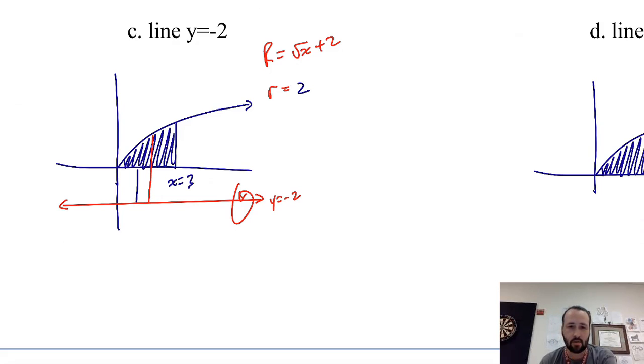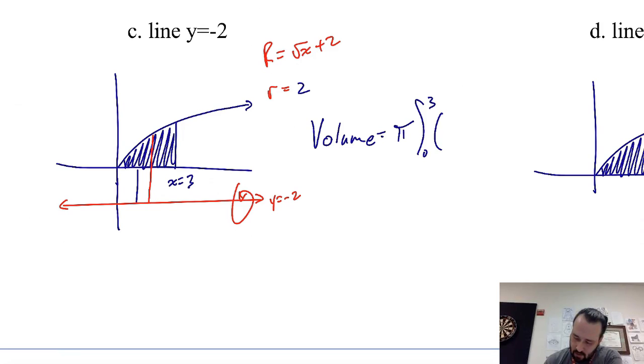It won't even matter if your question is, do I take it as -2? It won't really matter because we're going to square it anyways. So you can do that if you want to, but it's going to be squared, so it'll end up being positive. So I have pi from 0 to 3 of root x plus 2 squared minus 2 squared dx.